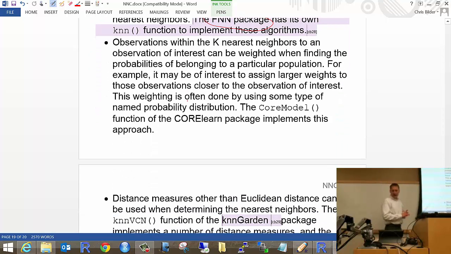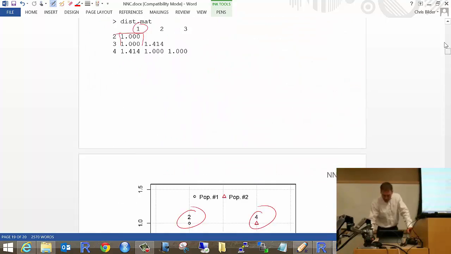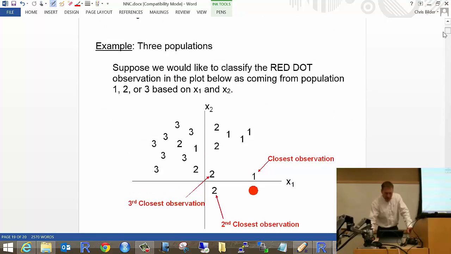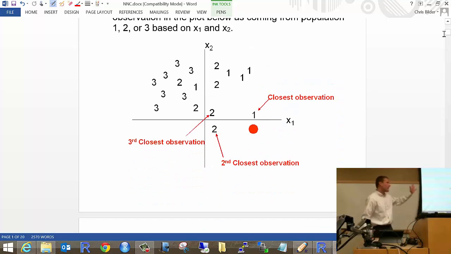This last note on page 19 corresponds to something that we briefly mentioned in class. Let me go back to page 1 of the notes to help explain that. Let's say k is equal to 2 for this particular plot. You remember this from last time. We want to classify the red dot. Well, if k equals 2, we have these 2 points as the nearest neighbors, and we would essentially have a tie. Half the observations are from population 1, half from population number 2.